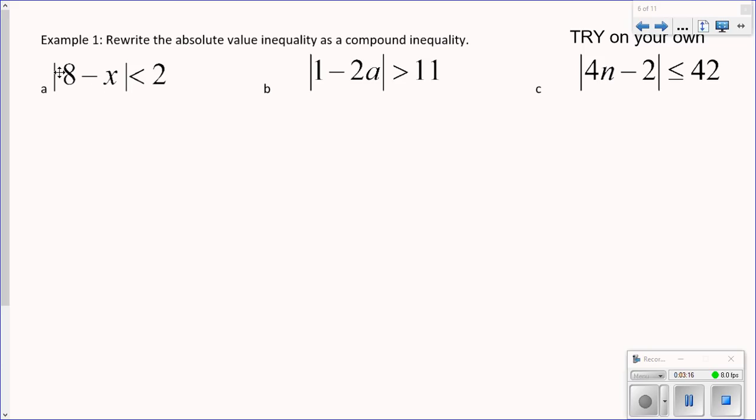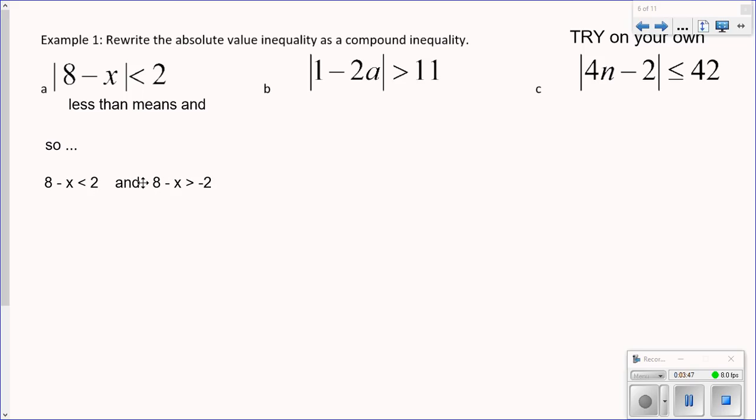This one we have the absolute value of 8 minus x is less than 2. Less than means and. So when we write this, we're going to have the 8 minus x less than 2, like it says. So all we have to do is lose the absolute value symbol. Then we are going to flip this sign and make this 2 into a negative 2. Notice how once we split it, there's no absolute value symbols. These are the two inequalities we would solve.